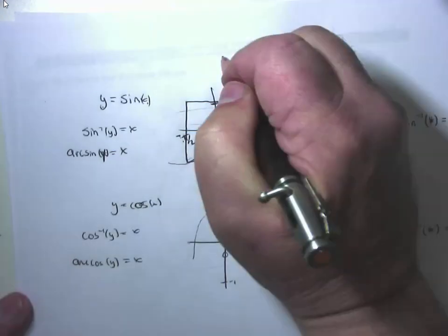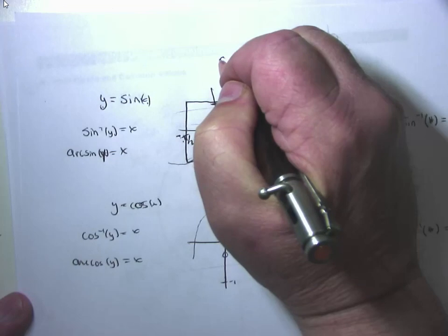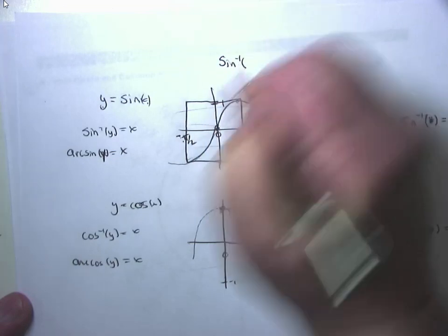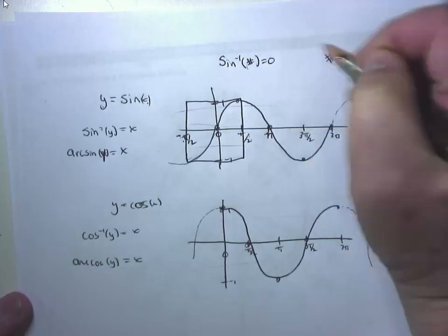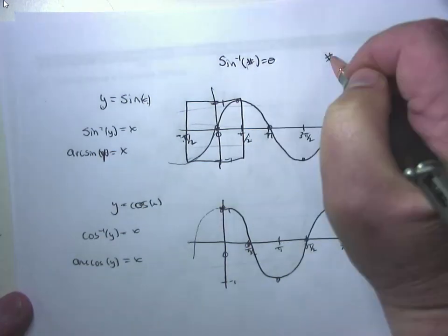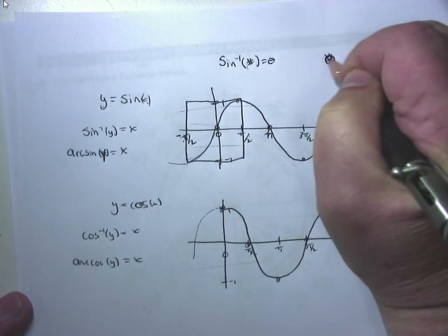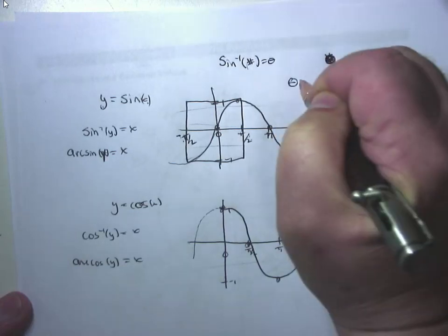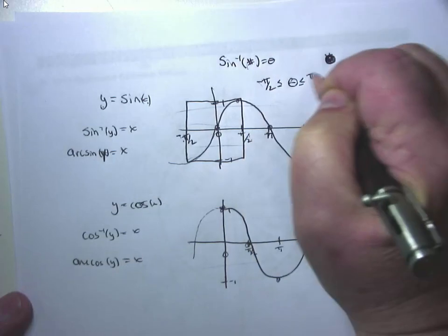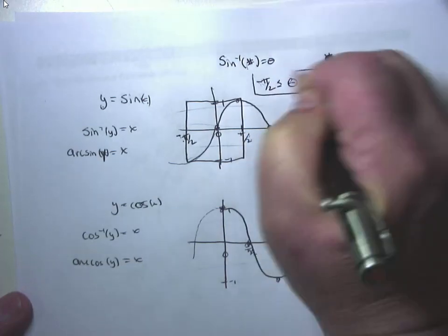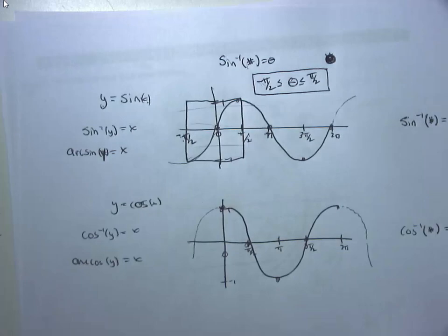So when I'm talking about the sine inverse of a number equals an angle, the angles have to be between negative pi halves and positive pi halves. This is the restriction. You have to look between negative pi halves and positive pi halves.